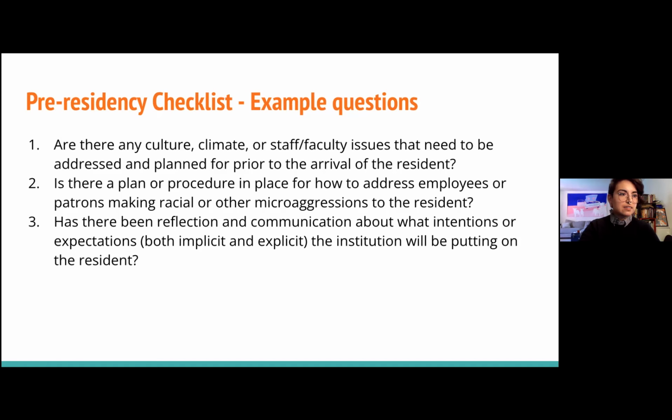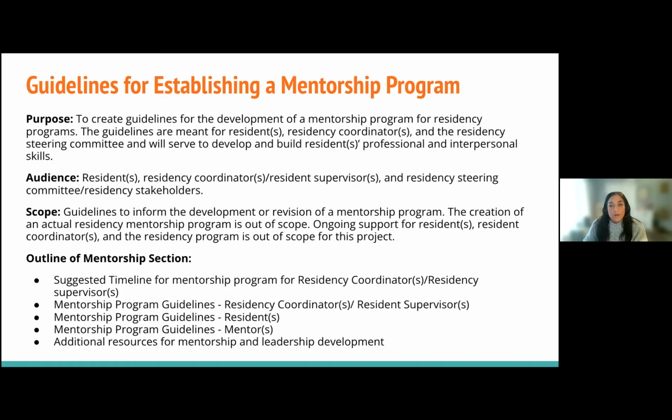Next slide, I think. Laura, you're next. Thank you, Kalani. So the next section of the toolkit focuses on mentorship programs within institutions.